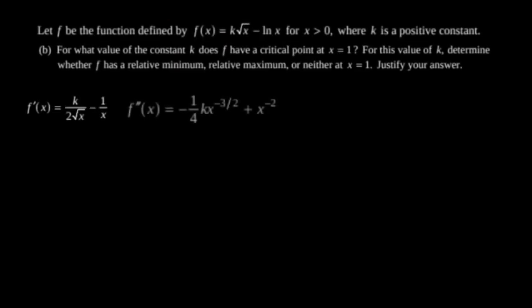A good FRQ example, this is part B, so in part A you would have already found f prime and f double prime. Your first step would be to plug in 1 to find k. K would then be 2.